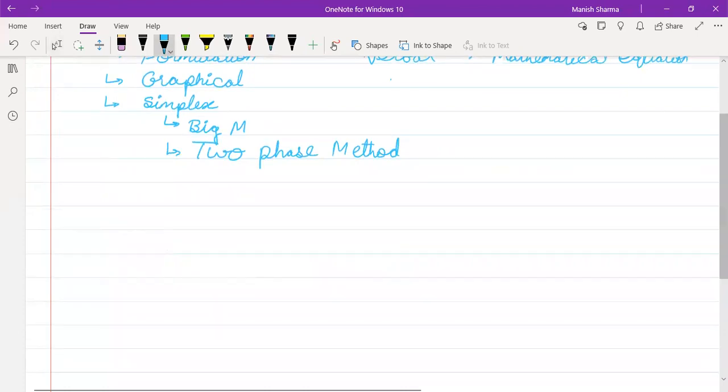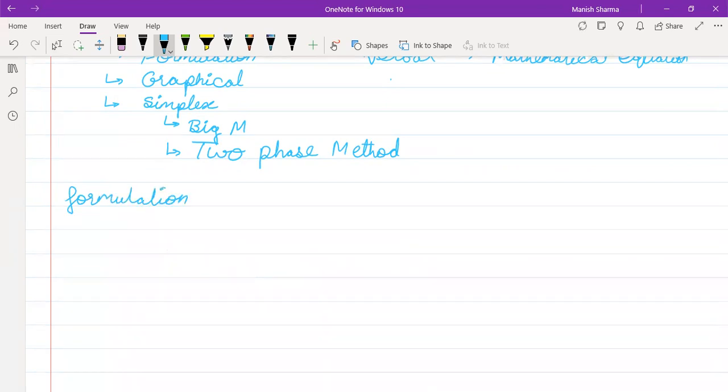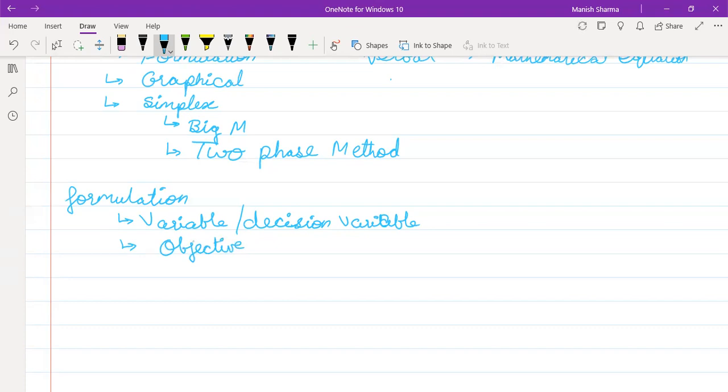So when we talk of formulation, we need to understand that there are three things. One is called the variables. These are called decision variables. Variables or decision variables. Okay. Then we have objective function. Objective function. Then the third one is called constraints.